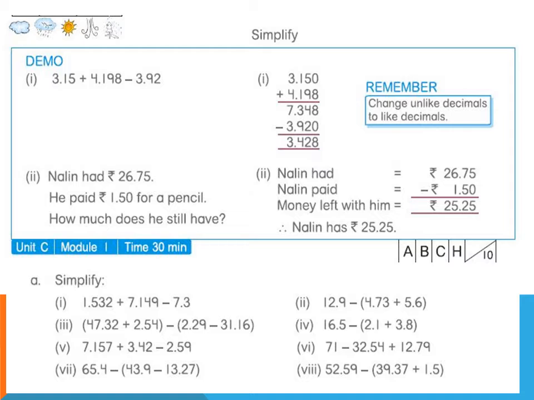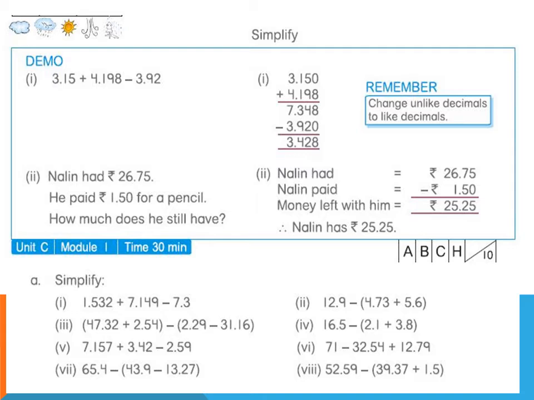So once we get the addition, that is 7.348, we will subtract 3.92, but we have to write it as 3.920, and then we will get the final answer 3.428.